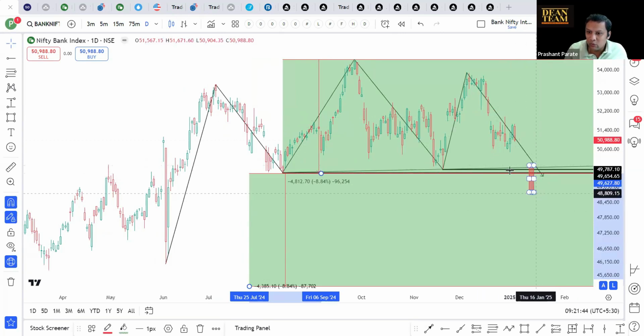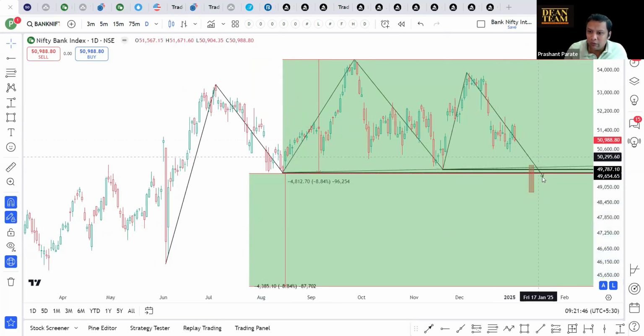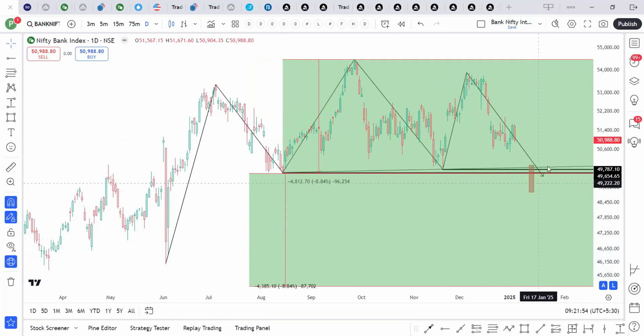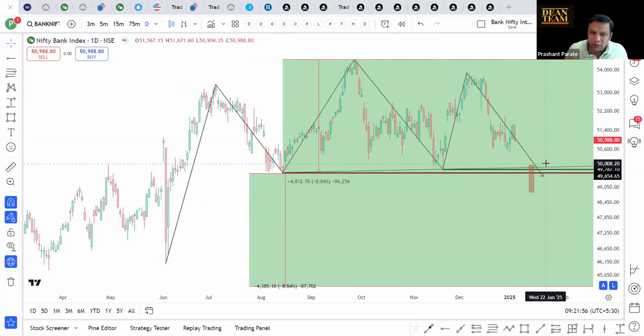Now, if this happens, you can wait for the 75-minute selling area, and when price touches the 75-minute selling area, you can look for shorting opportunities. Yes, that is what we are waiting for. Either the 75-minute or the 15-minute, then you can look for selling opportunities.